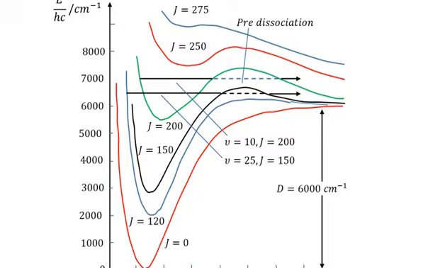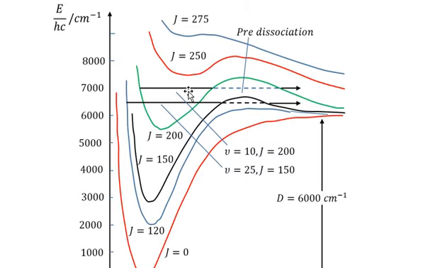And in this potential I have shown two vibrational levels for each of these potentials. For example, for the potential labeled with J equal to 150, I have shown the vibrational level which has a value of V equal to 25, and for this level the value of J is equal to 150. Again, this level is lying in such a way that it is below the value of the centrifugal potential, but it is beyond the value of the dissociation energy.